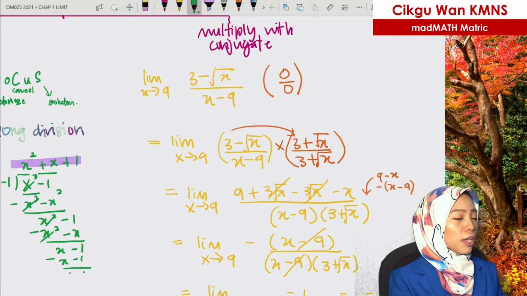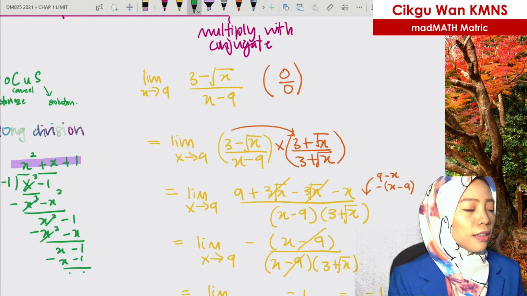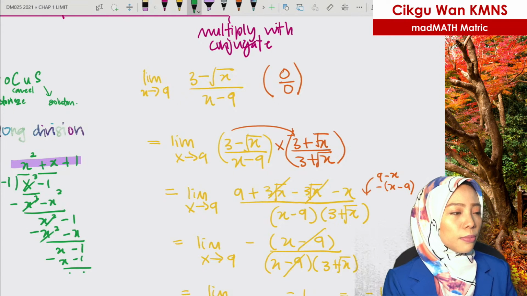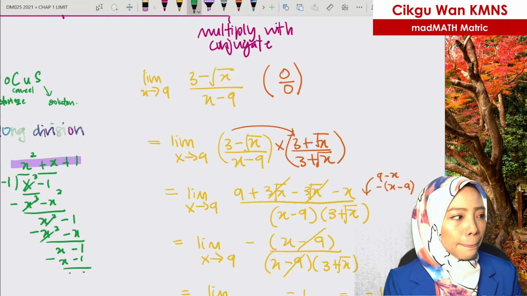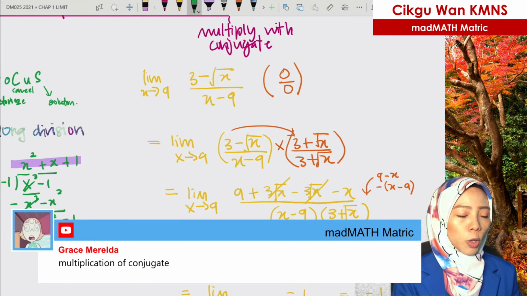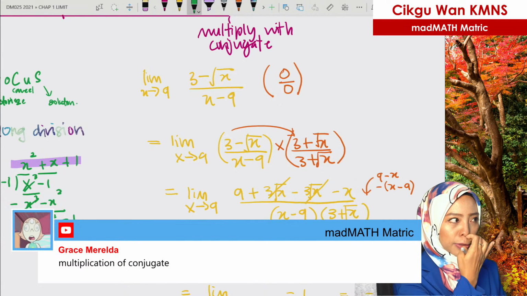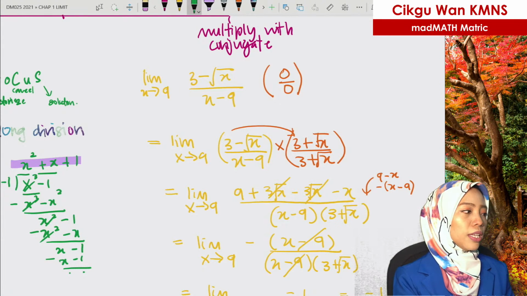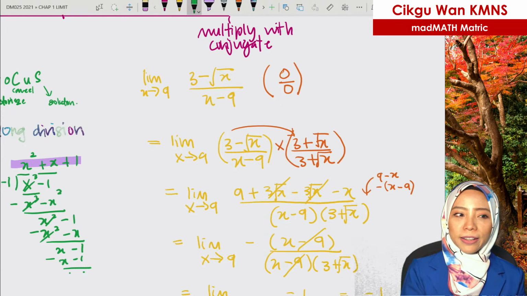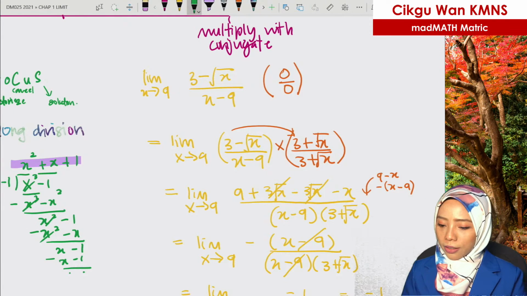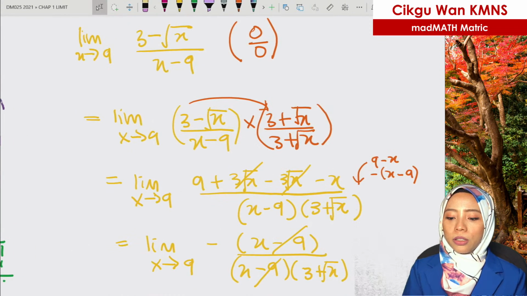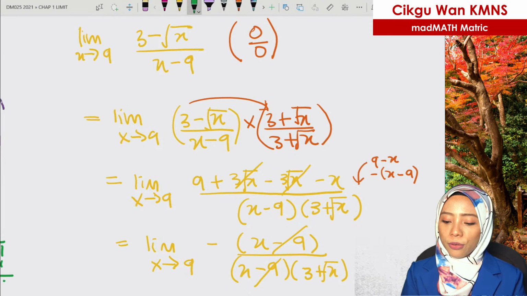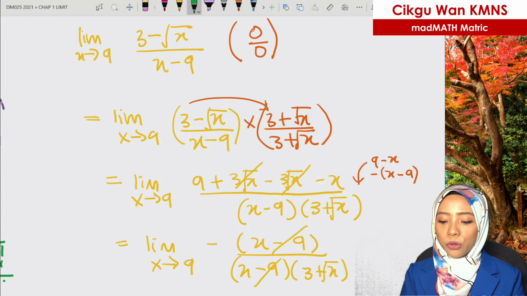Can do, all of you: Aisyah, Humaira, Hana, Nazri, Auni, Anwar. Conjugate, yes. Grace, multiplication of conjugate. Very good. Currently, can we check how many participants tonight? We have 61. It's alright. We continue.